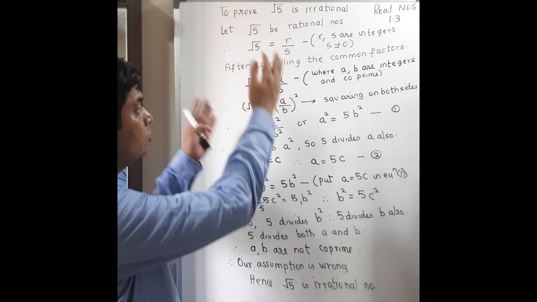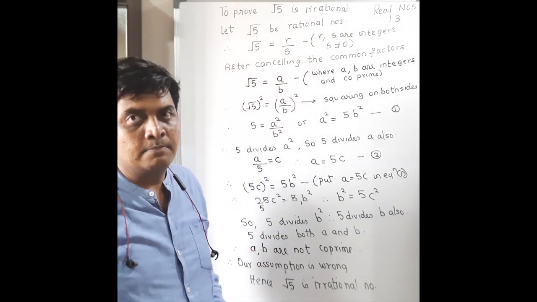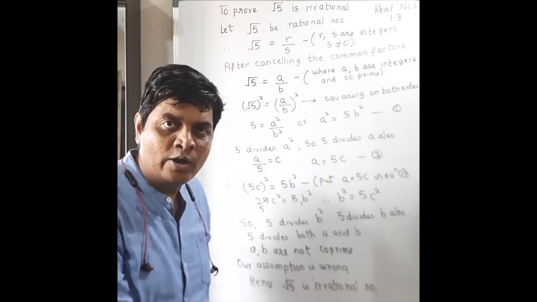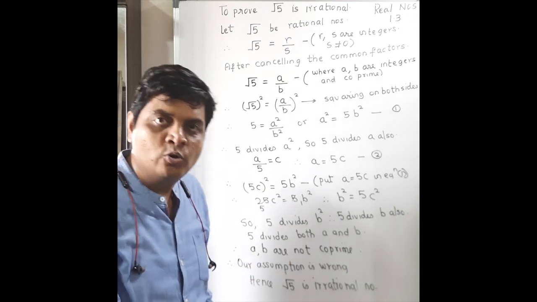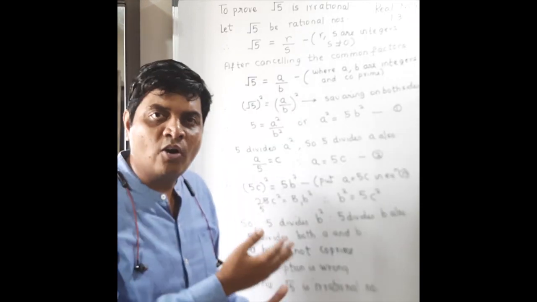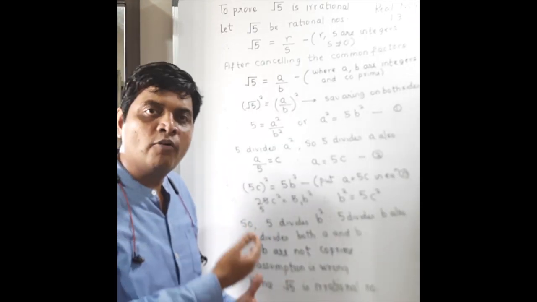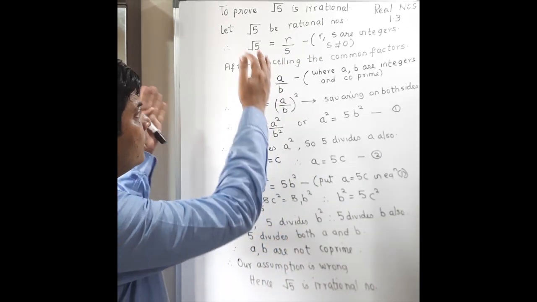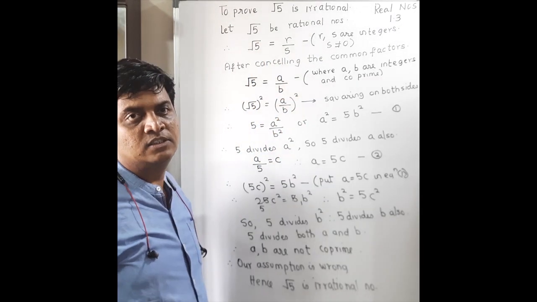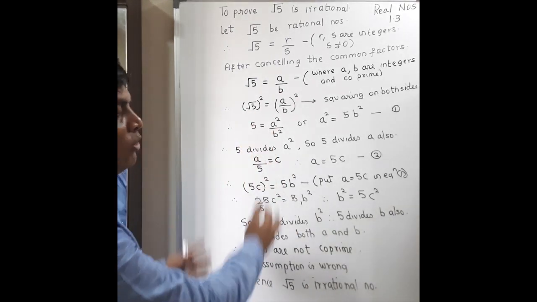Okay, so we are going to follow these steps for all the sums. You will have: prove square root of 5 is an irrational number, square root of 3 is an irrational number, square root of 7 is an irrational number, square root of 2 is an irrational number. For all the sums, the steps remain the same. Okay, please note down this sum.